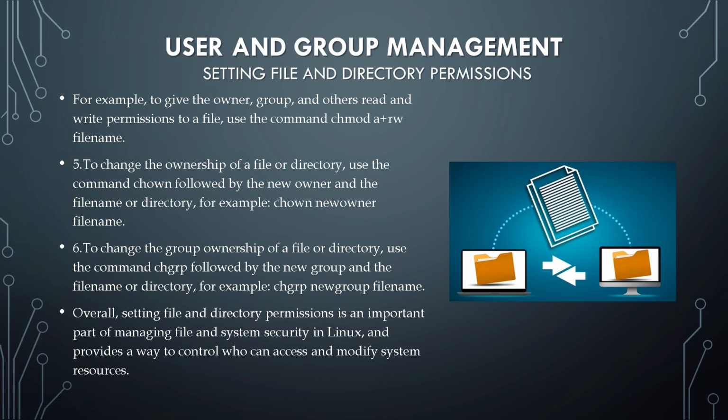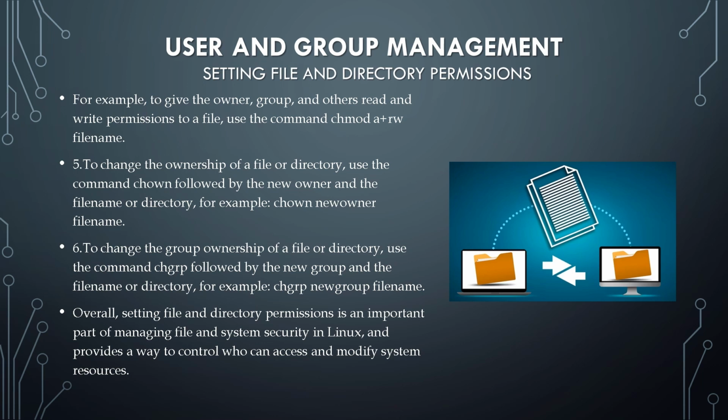For example, to give the owner, group, and others read and write permissions to a file, use the command chmod a+rw filename. 5. To change the ownership of a file or directory, use the command chown followed by the new owner and the file name or directory, for example, chown new owner filename.